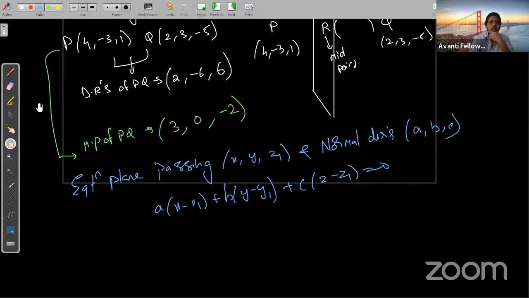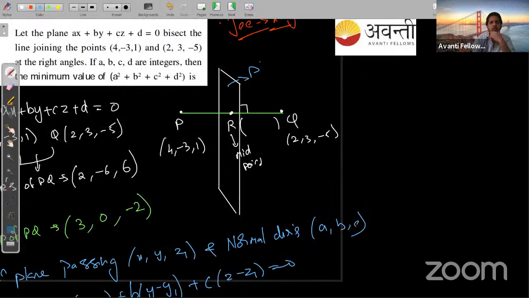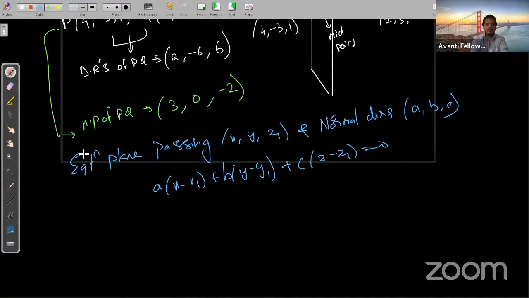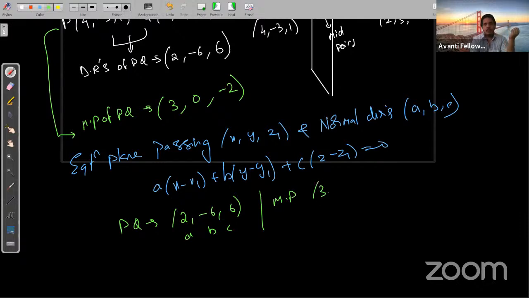Here a, b and c are the direction ratios of the normal, right? So for our plane, what is the normal? Normal is nothing but PQ, obviously, because PQ is bisecting the plane at right angles. So the direction ratios of PQ, which are 2, minus 6 and 6, will be our a, b, c. And it is passing through the midpoint, which is 3, 0, minus 2. These are x1, y1 as well as z1. So we got both.